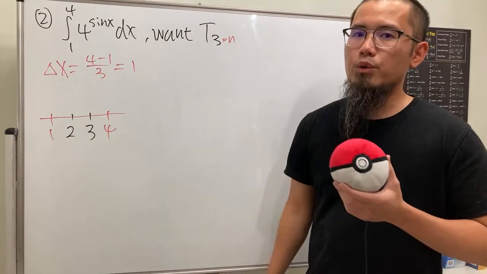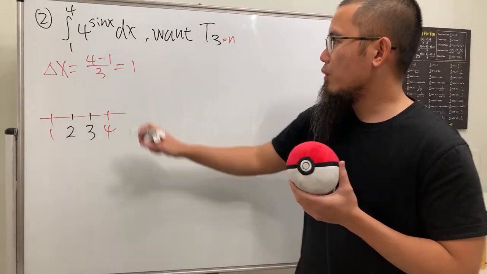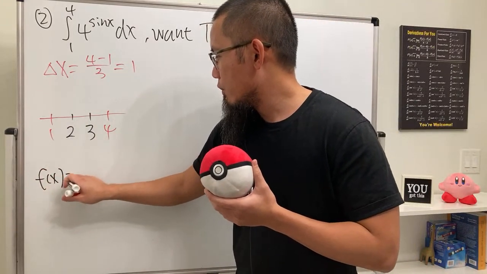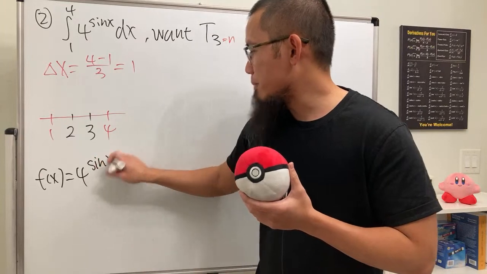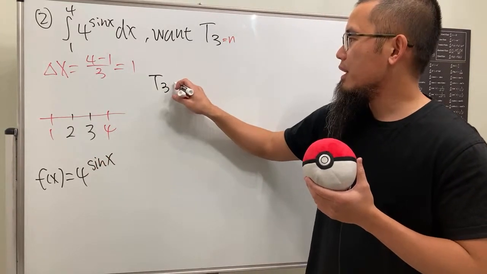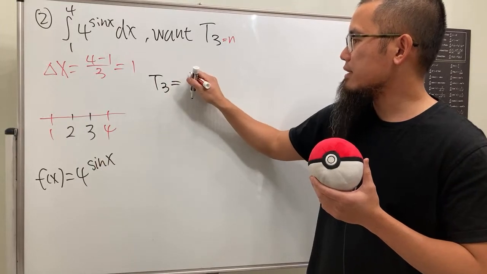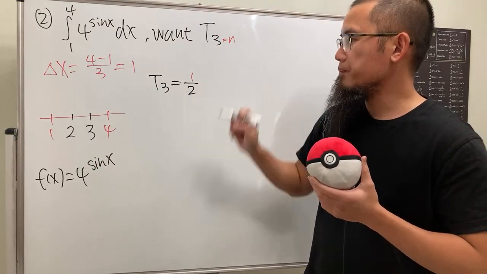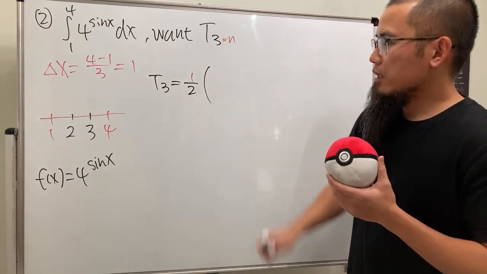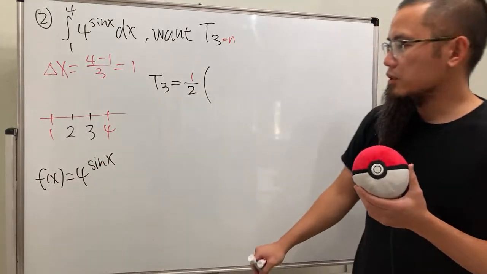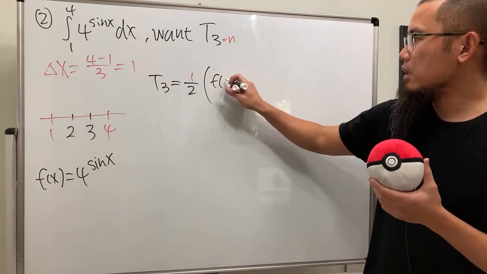So these are the x values that we are going to use. And of course, the function is just 4 to the sine x power. And T4 is just, T3 is just going to be the following. This right here is equal to delta x divided by 2. Delta x is 1, so we have 1 over 2. And then this is the first x value we are going to plug into the function. So we'll just have f of 1.